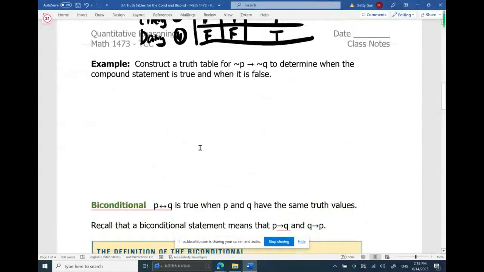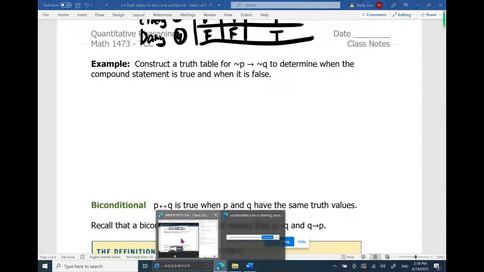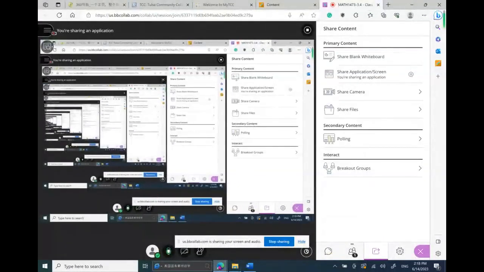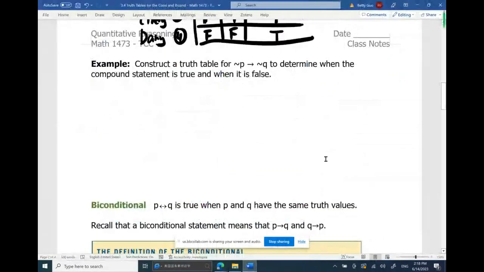Okay, let's practice. Let's use the truth table for the conditional. Here, we are going to construct a truth table for not P implies not Q. Let me double check. I'm not muting myself. Perfect. Okay, we are going to construct a truth table for this conditional statement.